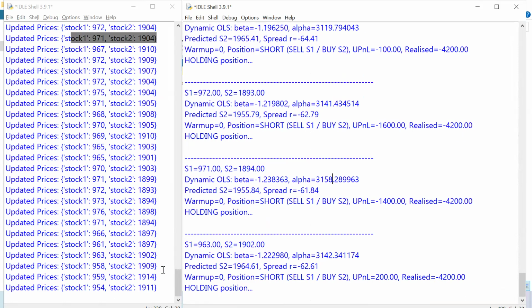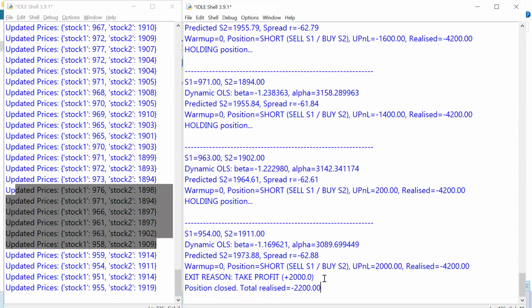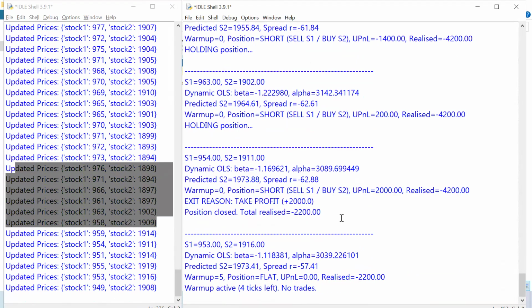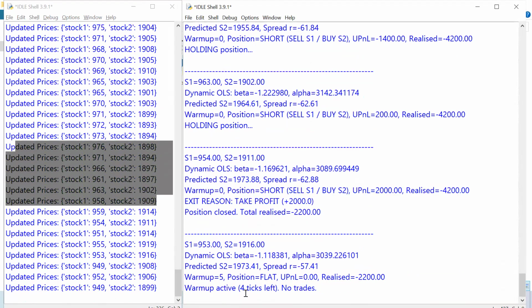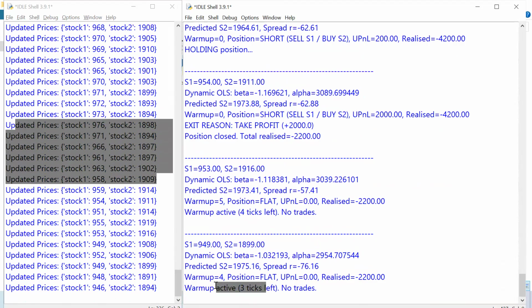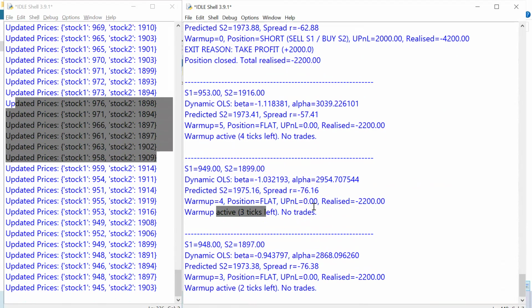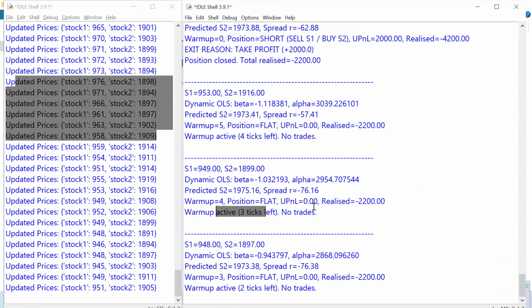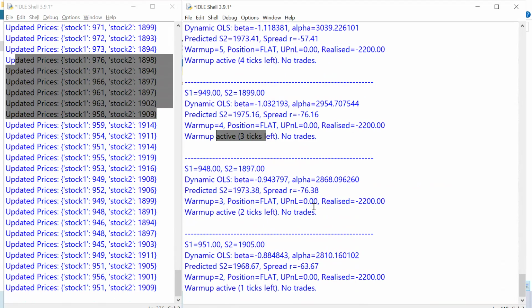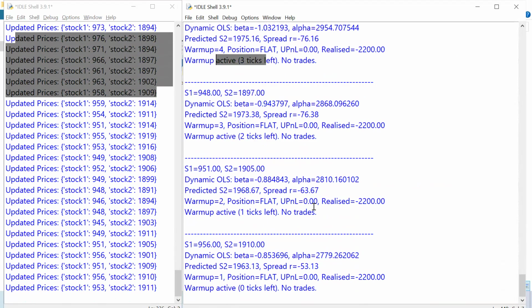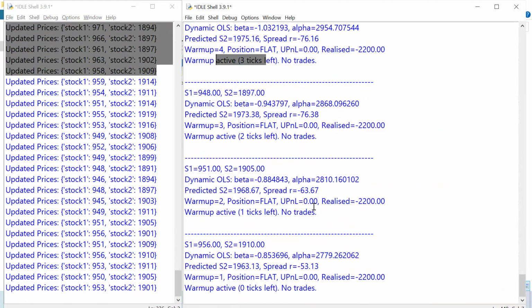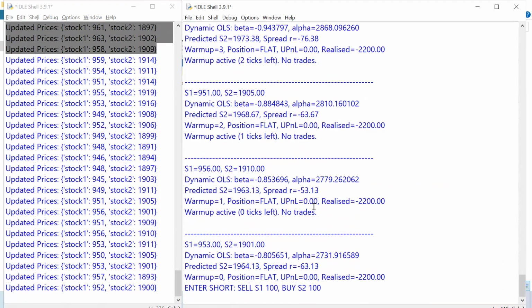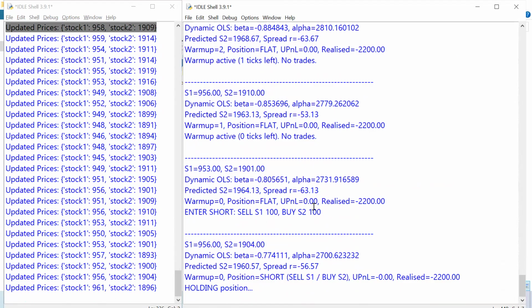Okay, now we have no control over this. We took a profit of 2000 rupees. Again, we are in a warm-up phase. The warm-up phase is active, which means we are collecting the price to understand what is happening to the spread. Now we will trade if the spread is negative. Spread is negative: sell S1 and buy S2.